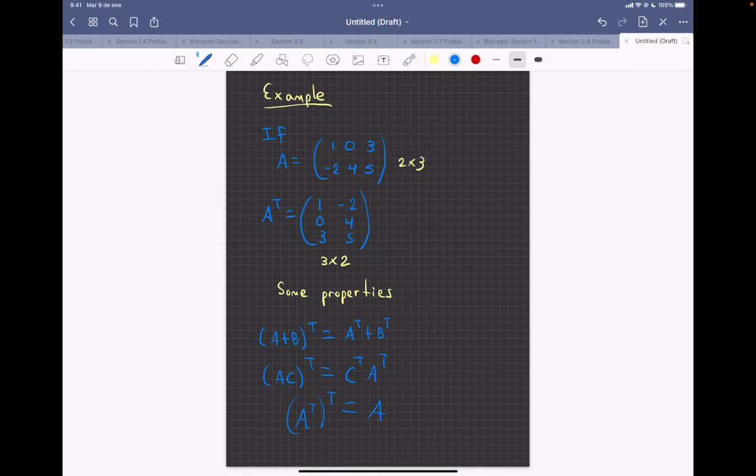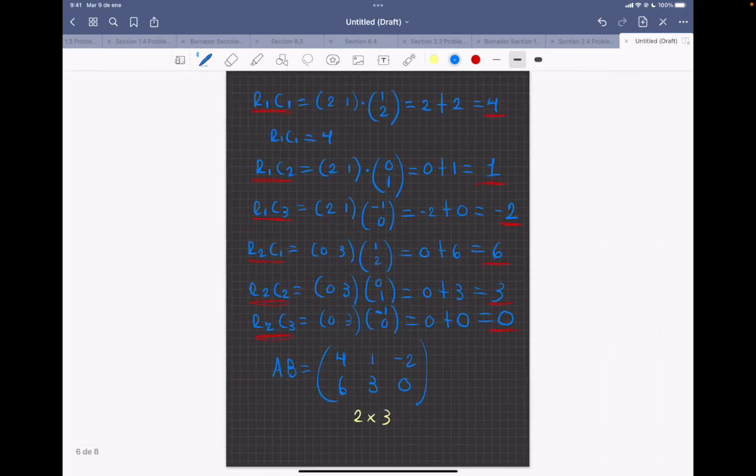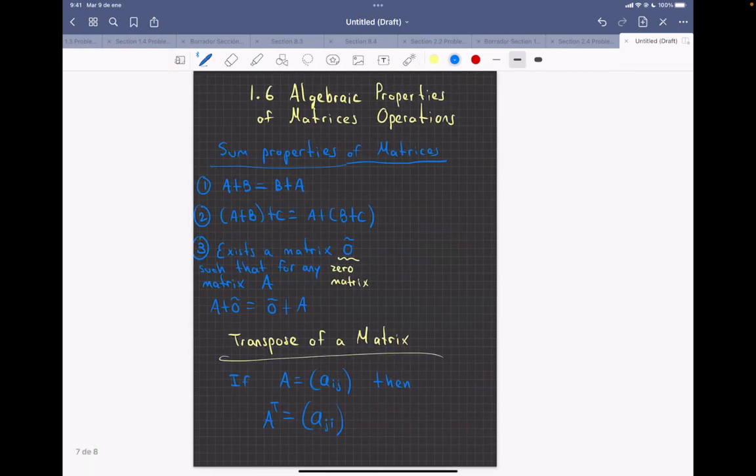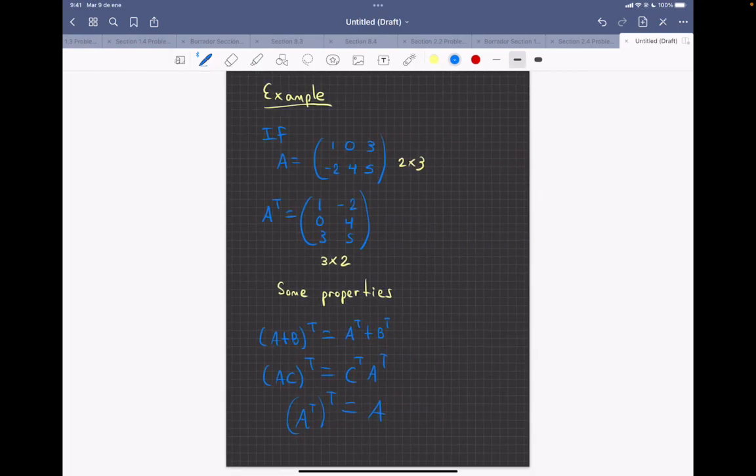And again, this is a basic introduction to operations for matrices. If we need more properties or other operations, I will let you know that we are using this or that, based on something that we have seen before. But for now, I think it's enough.